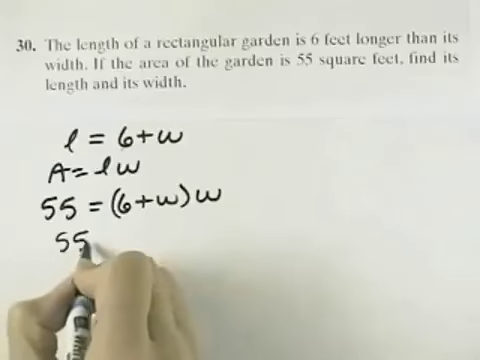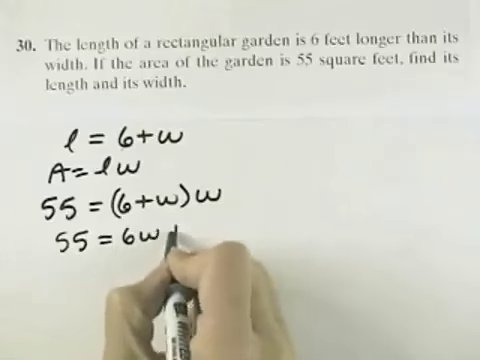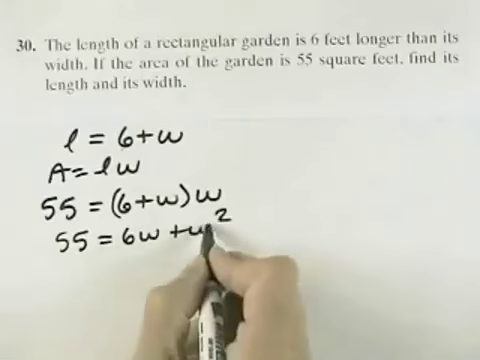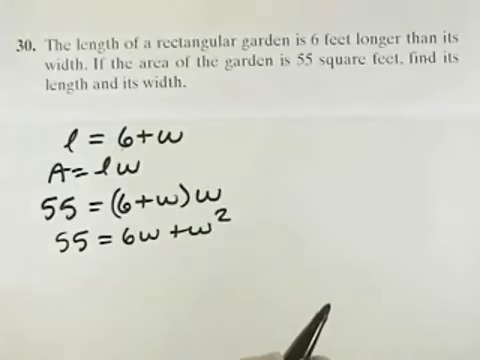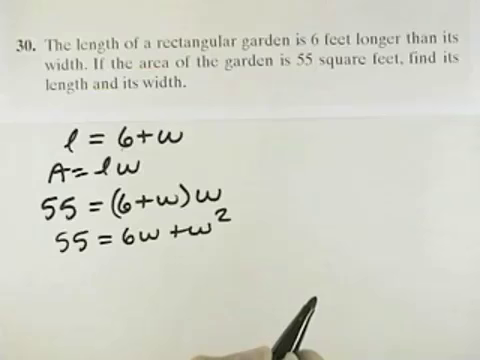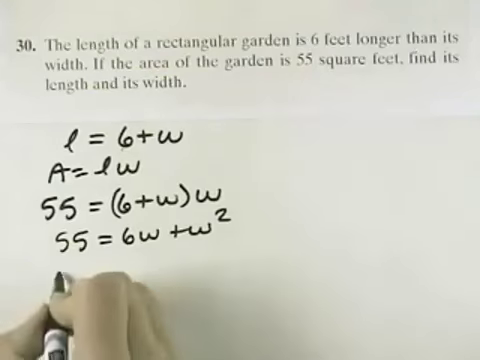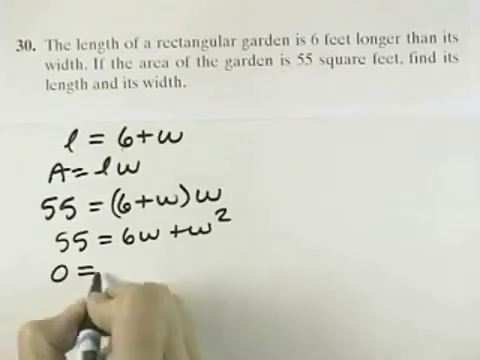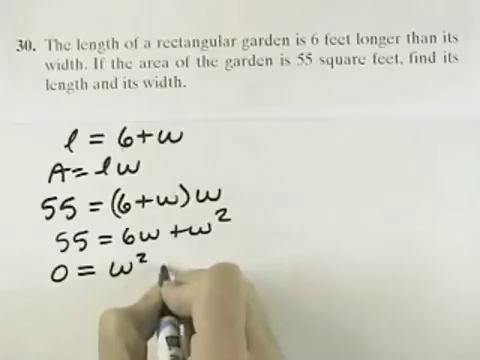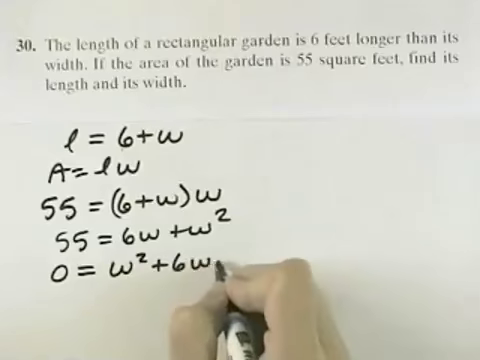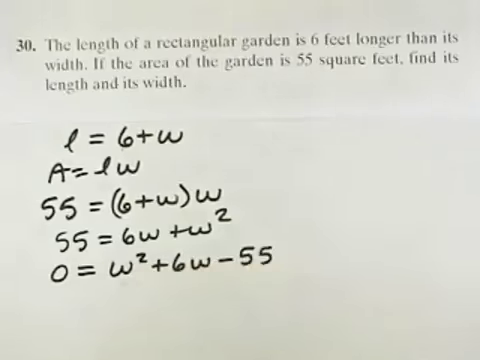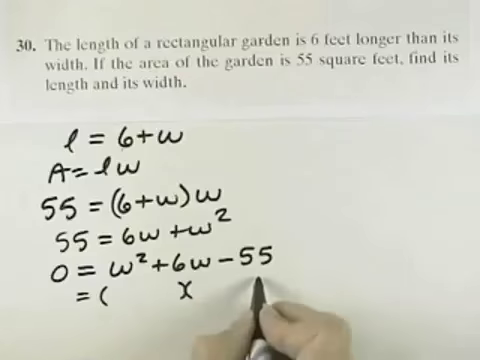So that 55 equals 6w plus w squared. Now because of the w squared, I can see this is a quadratic equation. So if I get everything on one side, then I will be able to solve this for w. So I'm going to subtract 55, and I'll have a w squared term, a 6w, and a minus 55. Now looking at this, I will try and factor this problem in order to solve it.